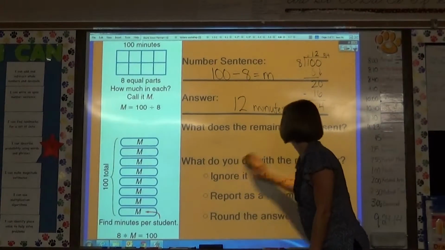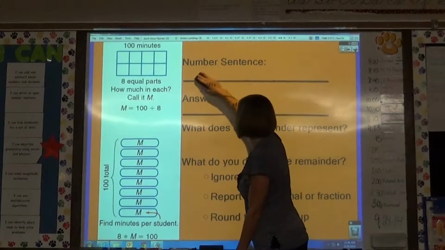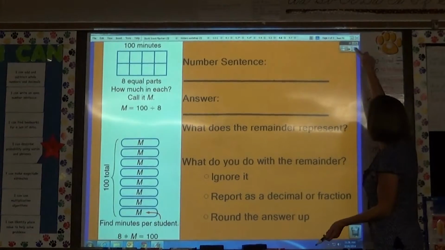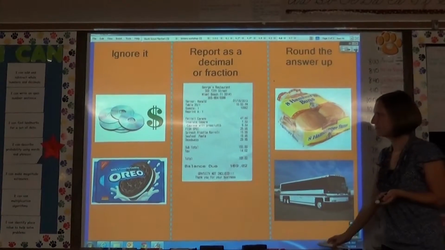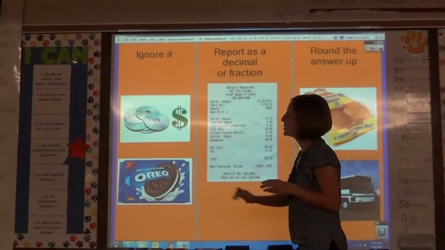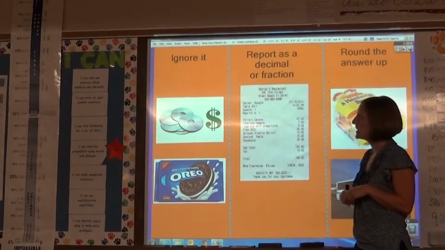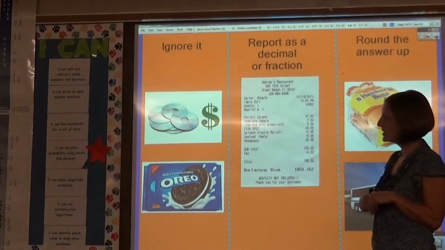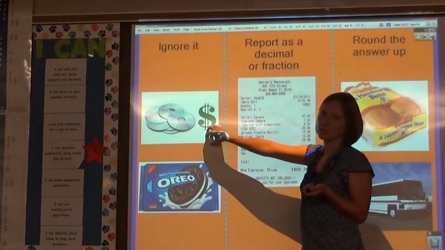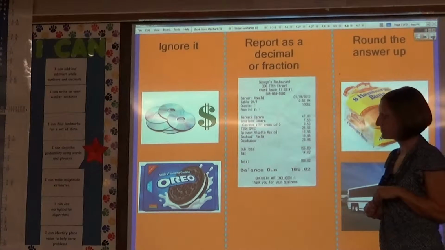Okay, let's take a look at some other times that you might ignore the remainder, round it up, or report it as a decimal or fraction. Other times that you might ignore the remainder would be if you needed to purchase something. Let's say you have $10. CDs are on sale for $3 a piece. You could buy 3 CDs, but you would have $1 left over. That $1 would be your remainder, and you would just ignore it because you can't buy a partial CD.